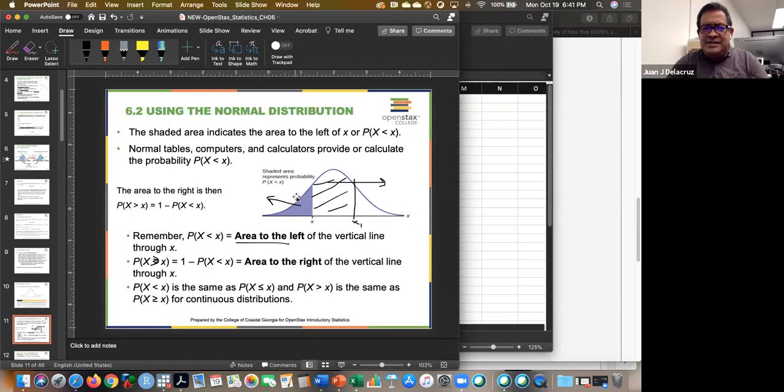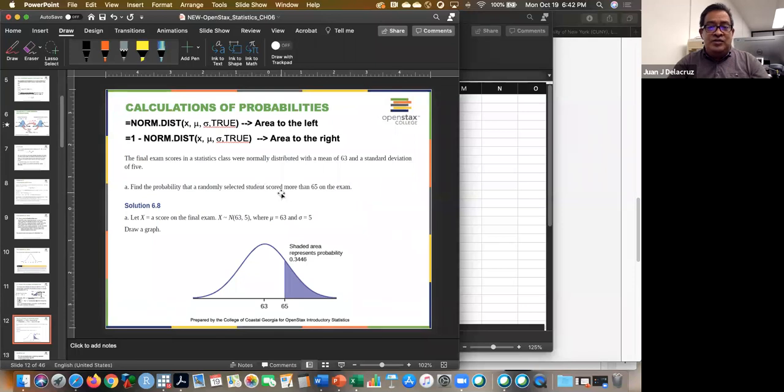So we did this last class. I mentioned the area to the left is very easy. You just measure what your table or your Excel function is telling you. The area to the right, we find the area to the left and then subtract from 1. And then the area between two random variables or two C-scores is going to be the C-score of this, the C-score of this, and then subtract the smallest from the largest. That is going to be the area between two different C-scores or random variables. So we saw this case.